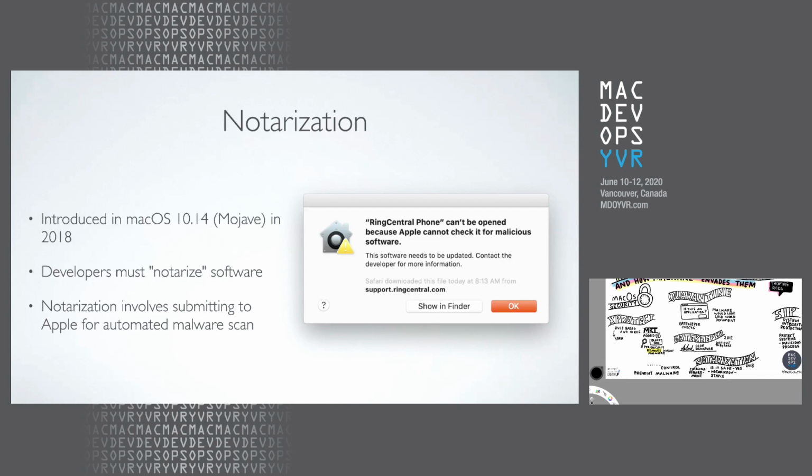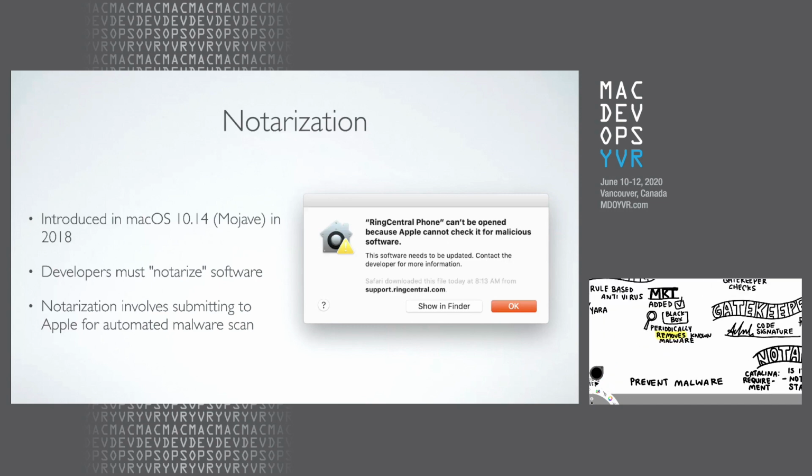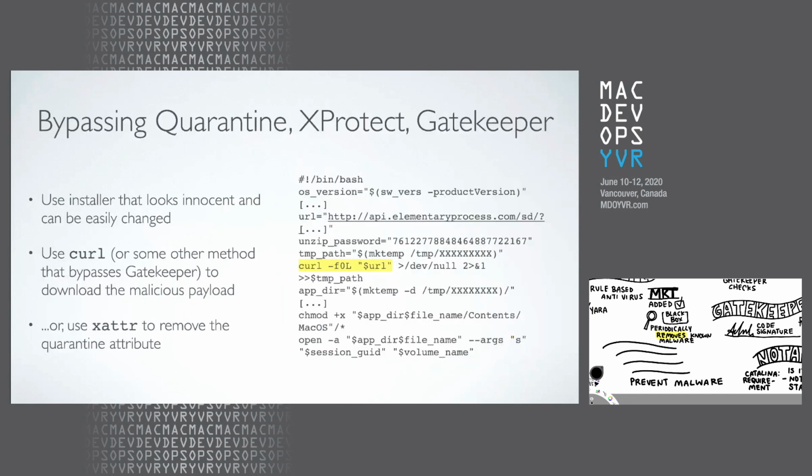But they all can potentially be bypassed. And so we're going to talk about some of the actual bypasses that we see in the wild for some of these things. So first of all, bypassing quarantine and, by extension, XProtect, Gatekeeper, etc. A lot of these security features are based on quarantine.